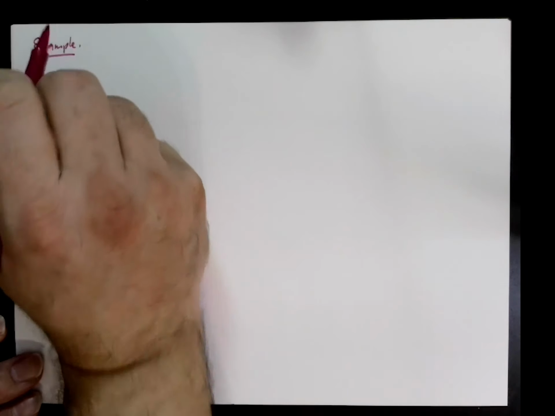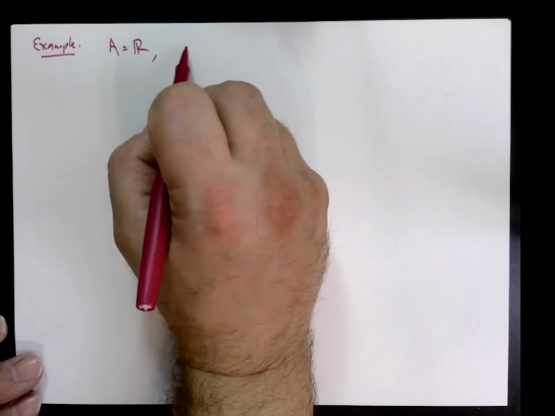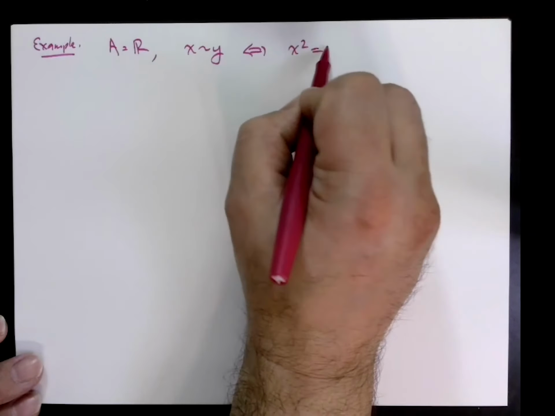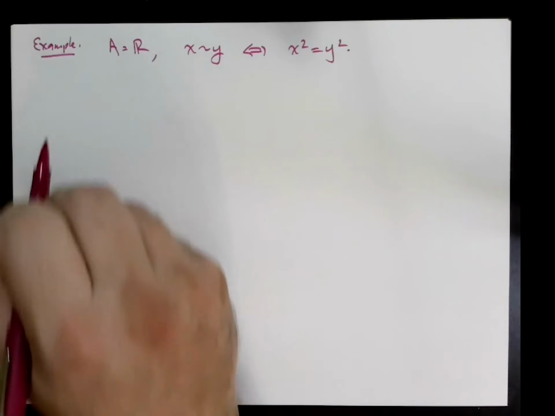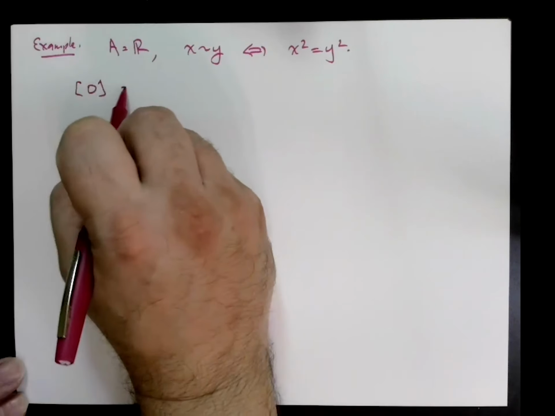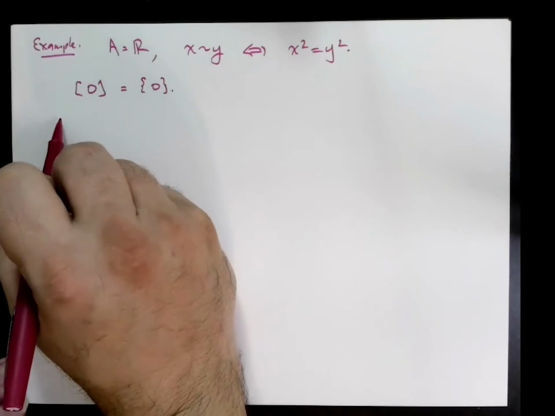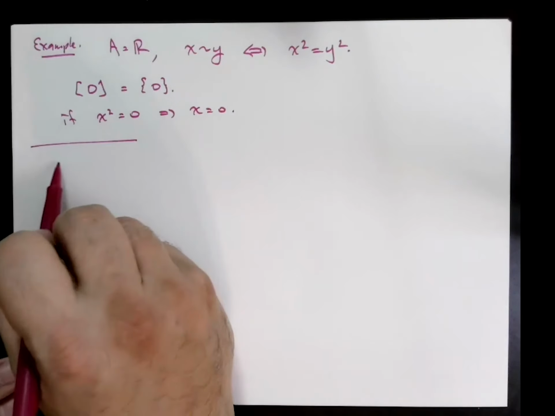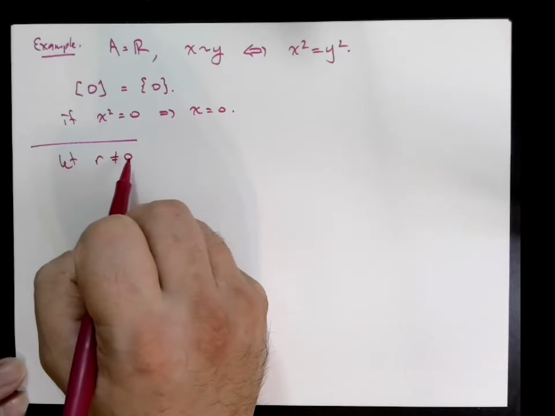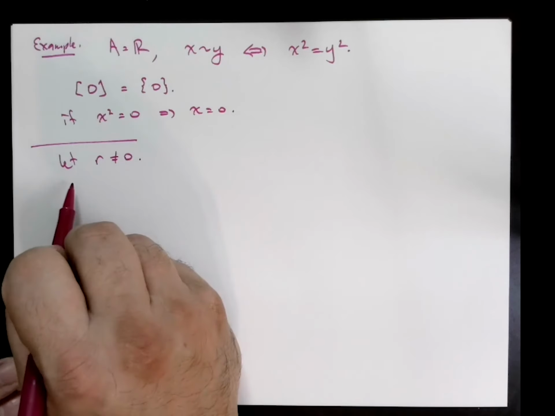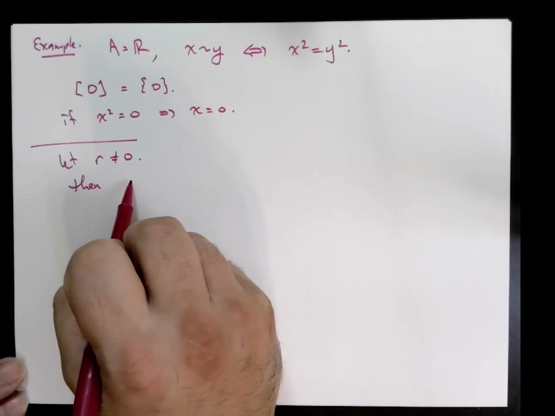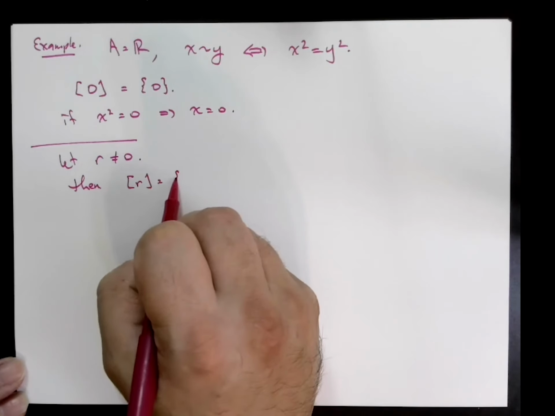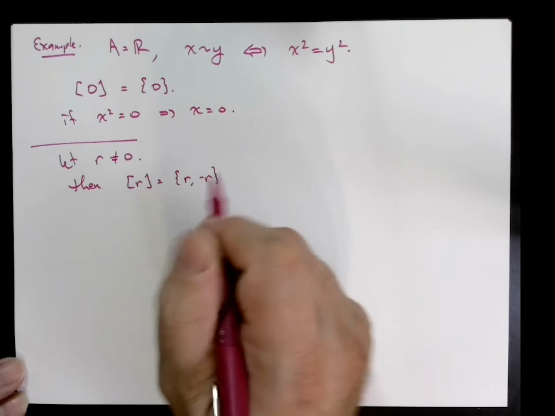Okay, let's revisit another earlier example where we took A to be the set of reals and x relates to y if and only if x squared equals y squared. We showed that this is an equivalence relation. Let's think about what the equivalence classes look like. First of all, what is the equivalence class containing 0? Well, the only point equivalent to 0 is actually 0 itself, because we get the equation x squared equals 0 and there's only one solution. So the equivalence class containing 0 is a single point containing the number 0.